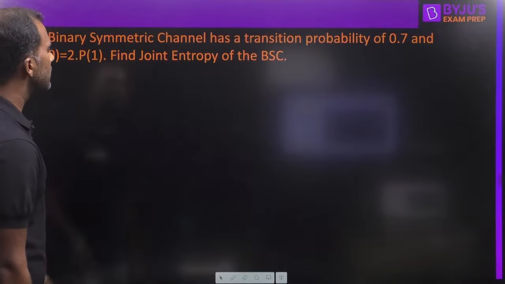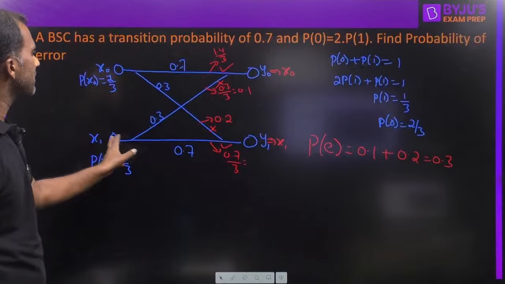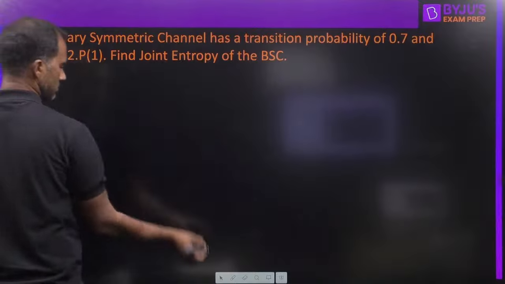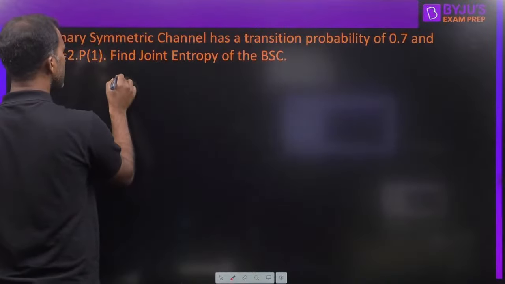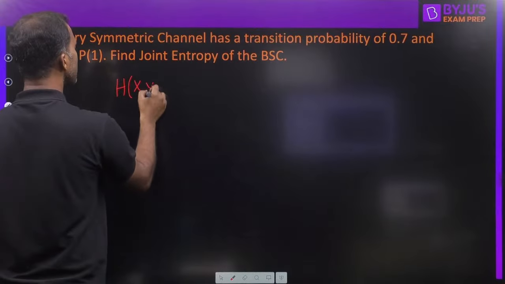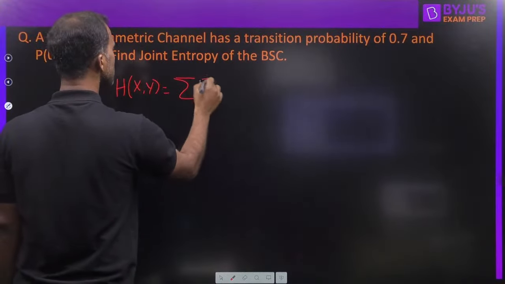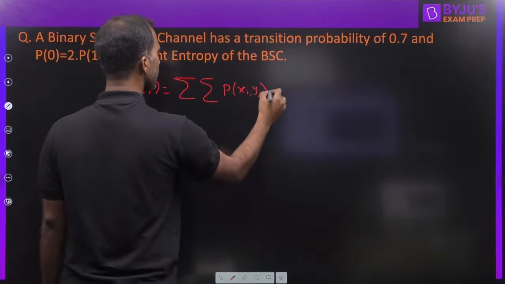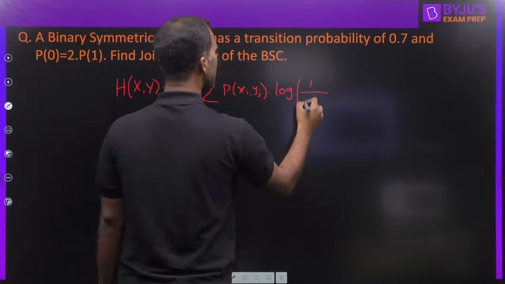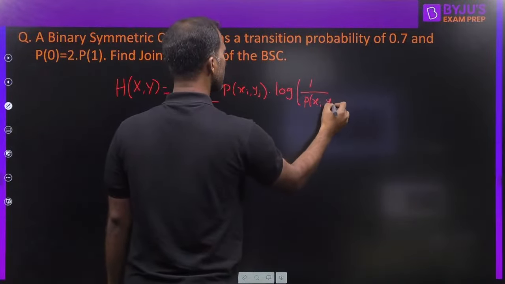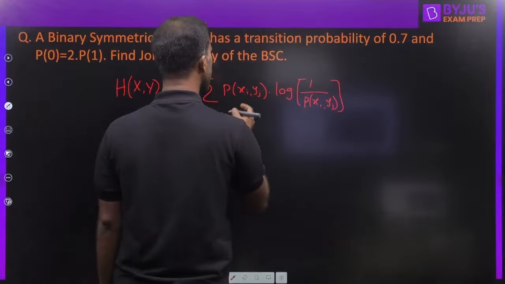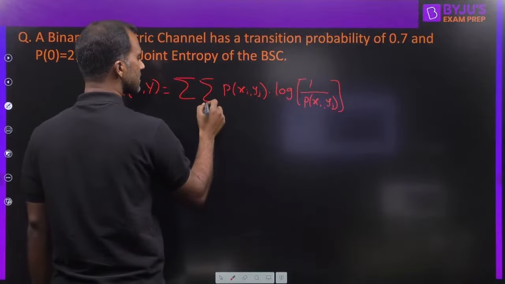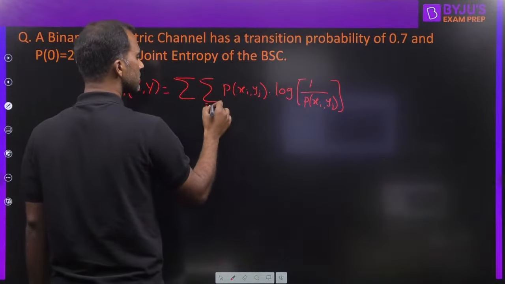Same question. Find the joint entropy of the binary symmetric channel. Same question I have given you, I am asking you to find the joint entropy. Joint entropy is denoted by H(X,Y), which is given by sigma p(xi, yj) into logarithm of 1 by p(xi, yj). If you expand it, you will get 4 terms. Because it is a binary symmetric channel, instead of 4 terms, if you find 2 terms, that is sufficient.